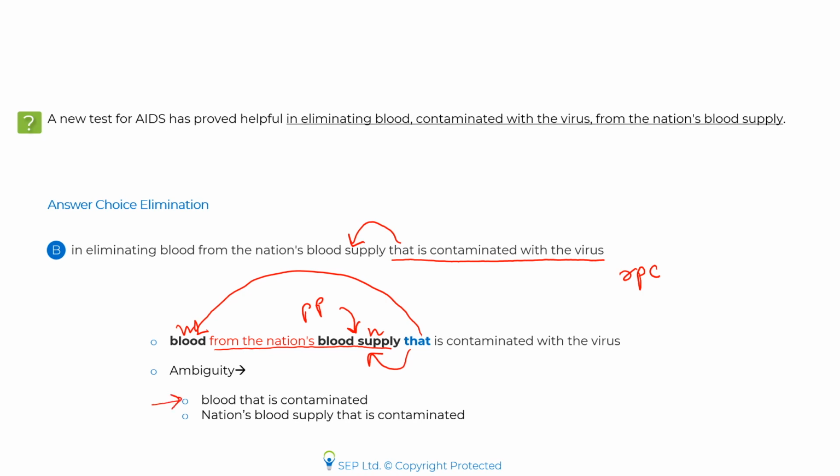Are we saying blood that is contaminated with the virus, which is correct? Or are we saying the nation's blood supply that is contaminated with the virus? Clearly not the intended meaning. So B is out. The learning here is relative pronoun clauses can jump over small prepositional phrases to refer to the head noun of that particular noun phrase. Let's move to the next choice.